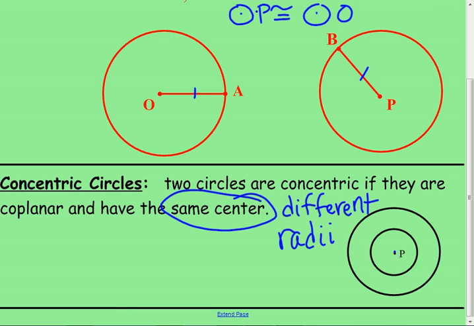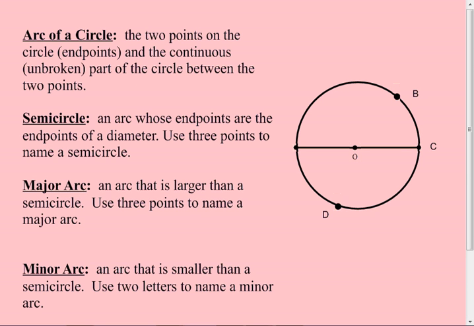Okay, we ready? Okay, this is what might be new. Arc of a circle. Take two points on the circle. Any two points. I could take this one. Okay, guys? That is an arc. Now, how do I write arc? I take the two points, BC, and I draw a little arc symbol above it.